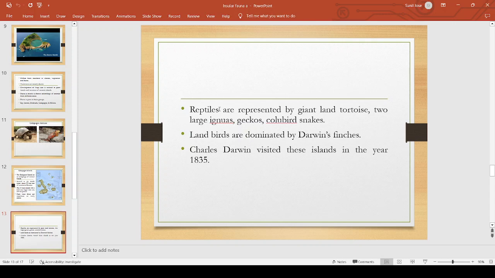So Darwin visited this island in the year 1835. I think Darwin was at the age of 21. That is at your age or nearly your age, Darwin made a world voyage in a ship, from 1831 to 1836. During this 5-year period Darwin was undertaking a world voyage in a ship, and the name of that ship is HMS Beagle.